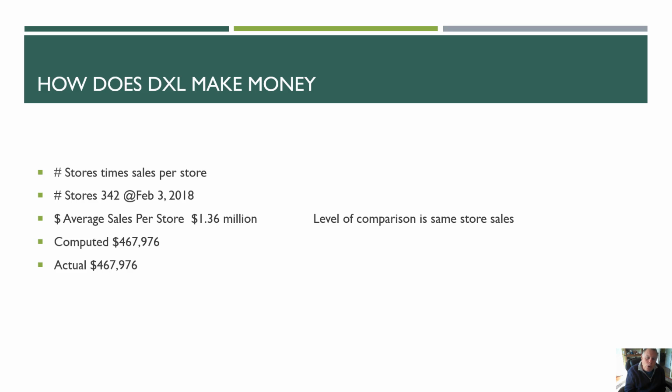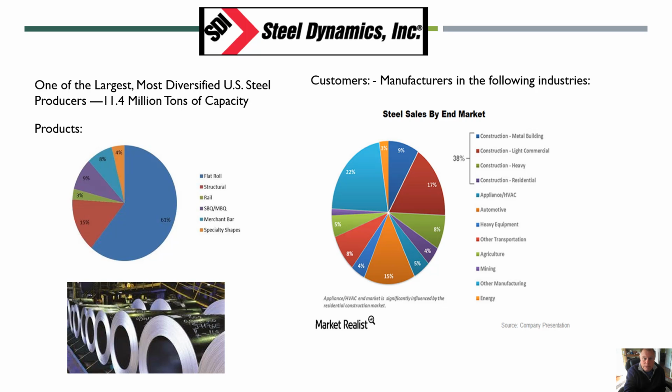So if I want to grow Destination Extra Large, I can either increase the number of stores or I can sell more in a store. Those are my only 2 ways I can grow. So when we look at their strategy, we want to say, what are they going to do to open stores? What are they going to do to sell more in each store?